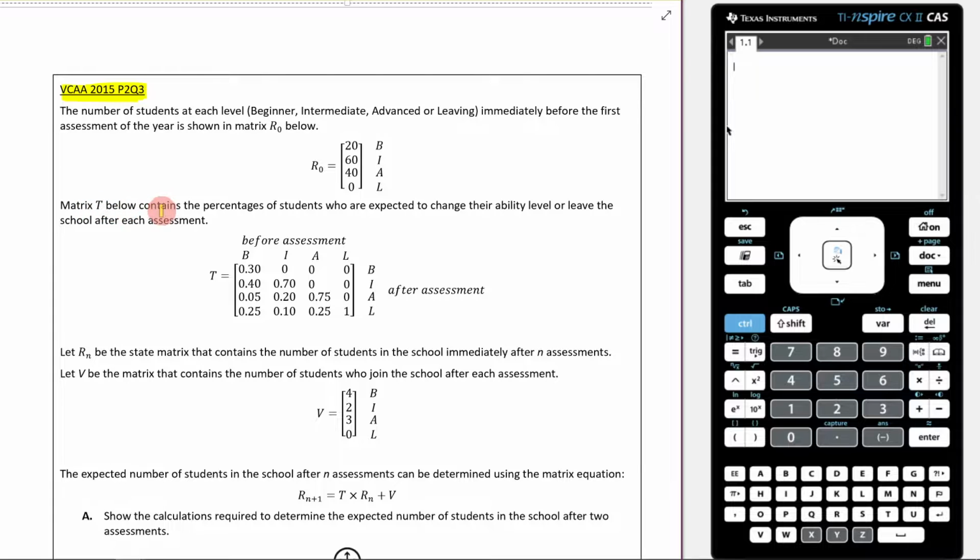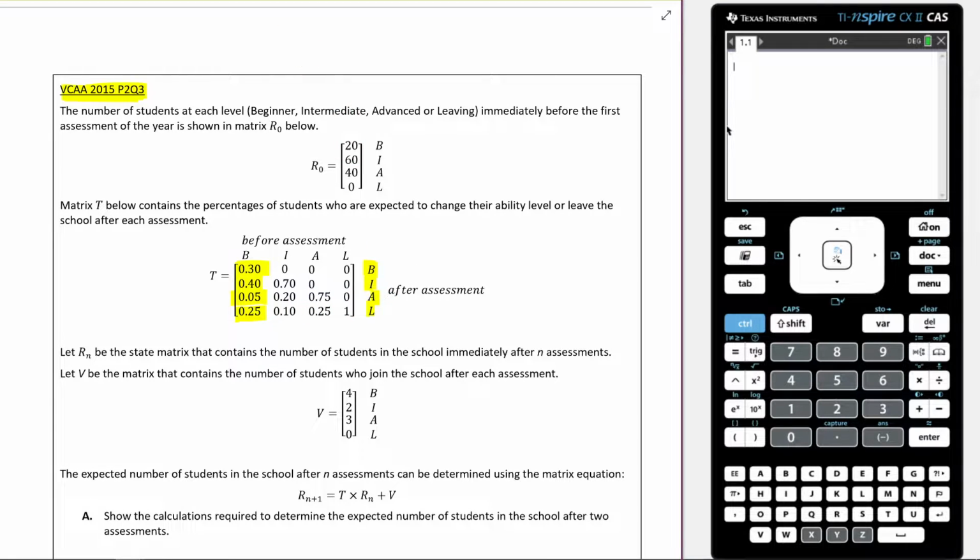Matrix T below contains the percentage of students who are expected to change their ability level or leave the school after each assessment. So for instance here, before each assessment, let's say you were a beginner. Well, 30% of those who were beginners stay beginners, 40% of beginners go to intermediate, 5% of beginners become advanced, and 25% of beginners leave the school.